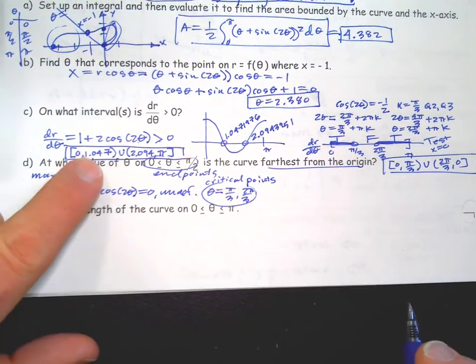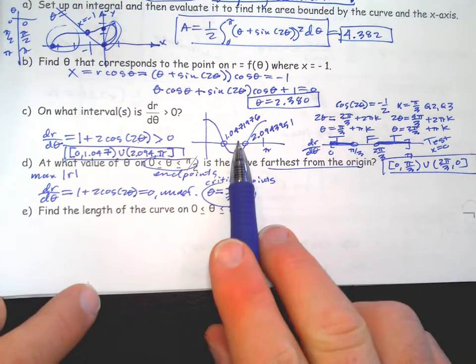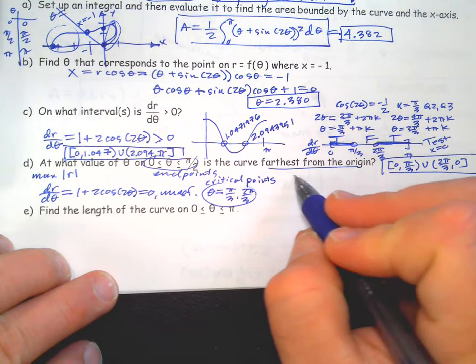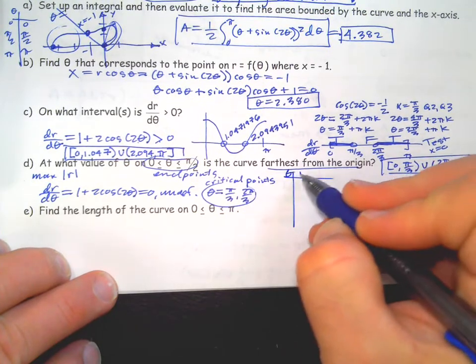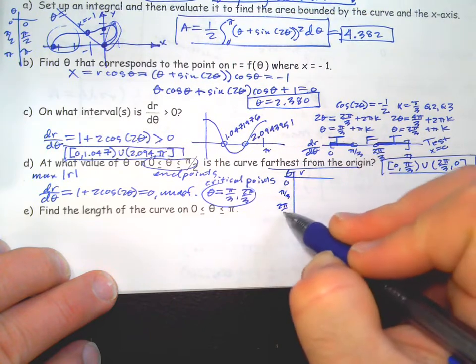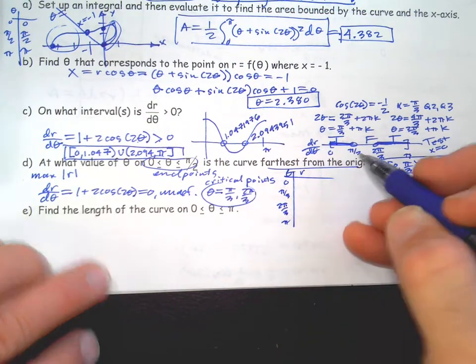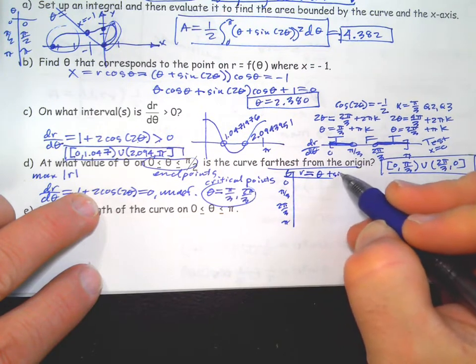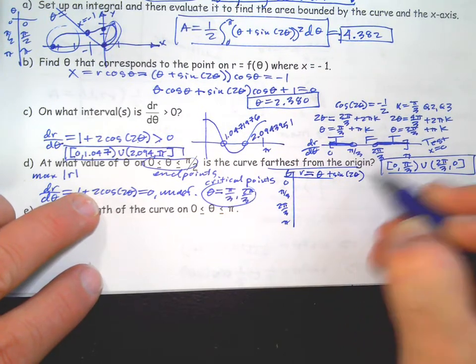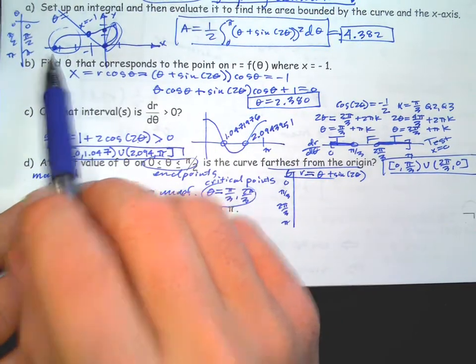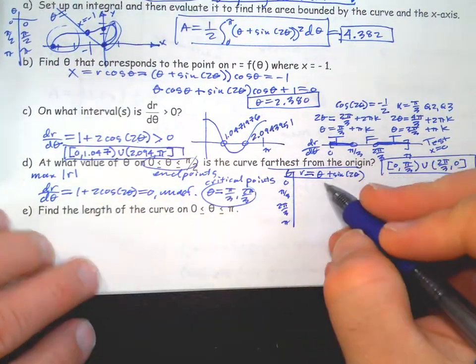Or you can use those decimals. You could use this method to find those critical points. Then we do a quick chart. 0, pi over 3, 2 pi over 3, pi. Plug them into r, the original r equation. Now from the picture, I think max r is over here at pi. So let's see if that verifies that.